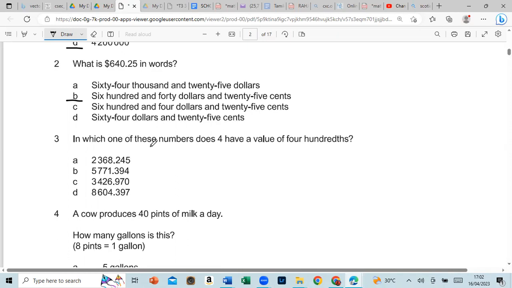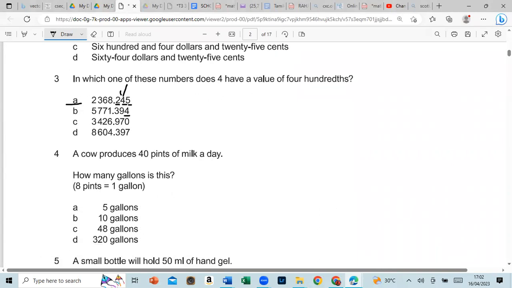Number 3 says, in which of these numbers does 4 have a value of 4 hundredths? A, that's correct. We have tens, hundreds, thousands. This is the only number where 4 is in the hundredths place; the others are 4 ones, 400 and 4,000. So it would be A.